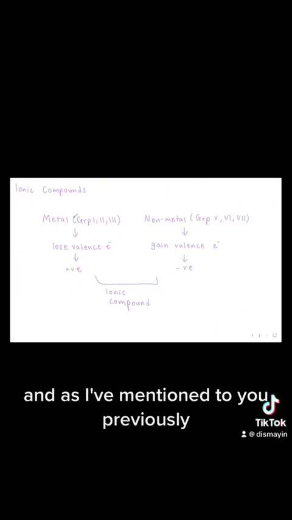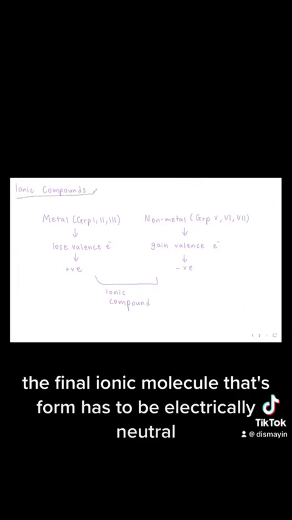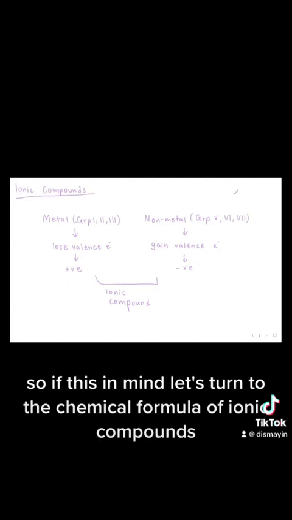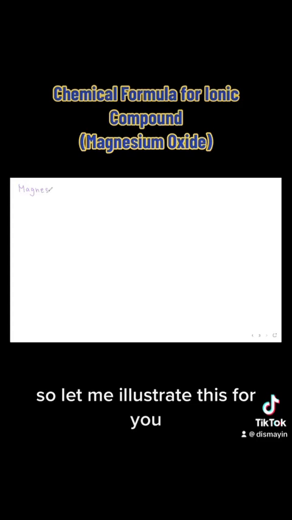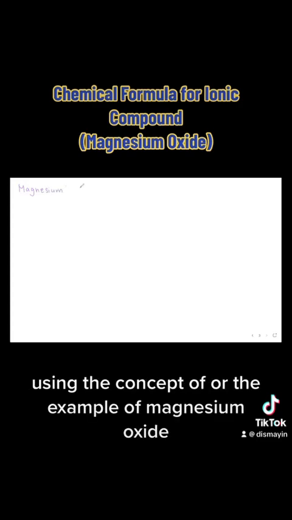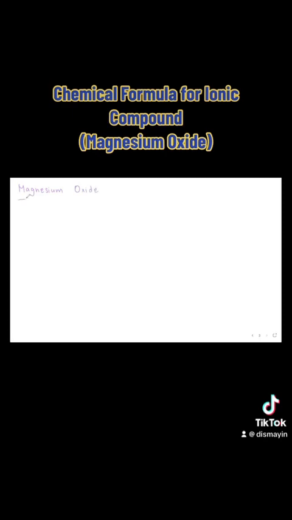And as I've mentioned to you previously, the final ionic molecule that's formed has to be electrically neutral. So with this in mind, let's turn to the chemical formula of ionic compounds. There are 4 steps that you can follow. Let me illustrate this using the example of magnesium oxide.